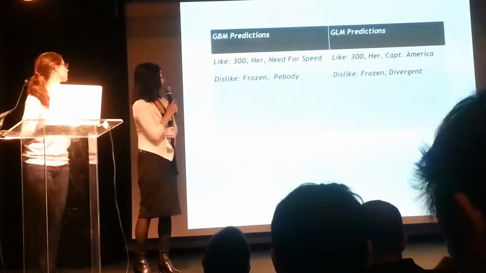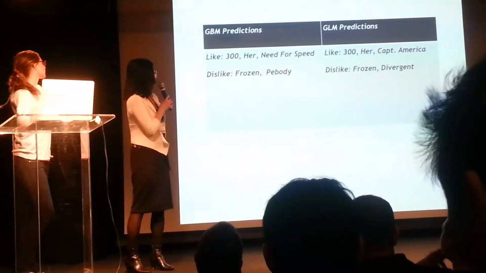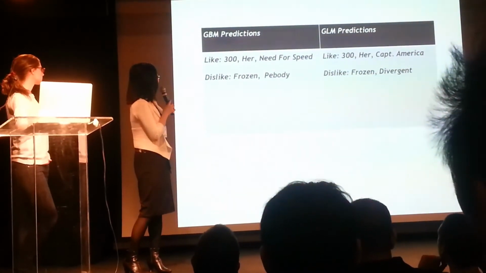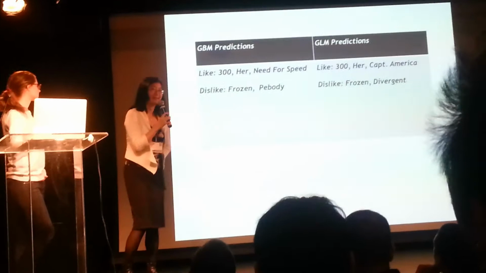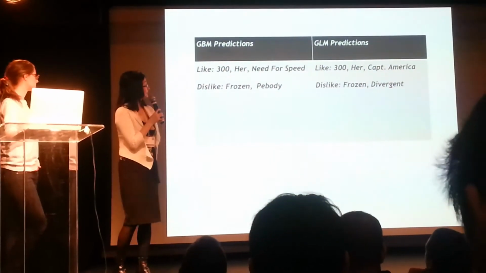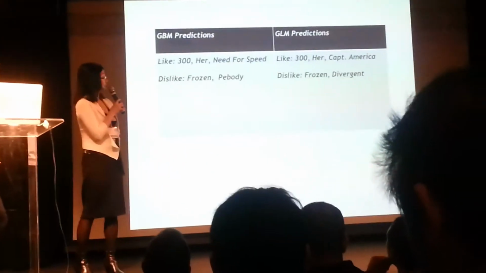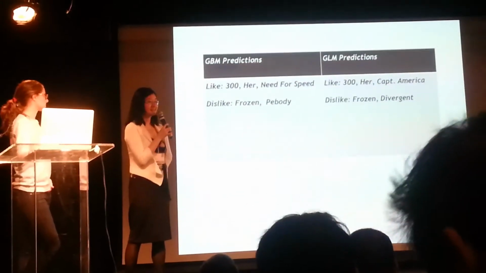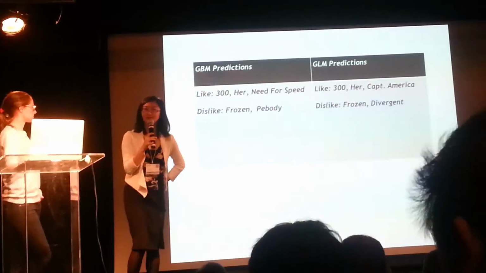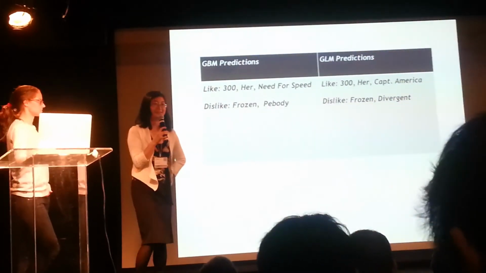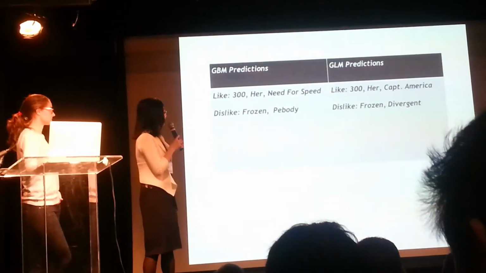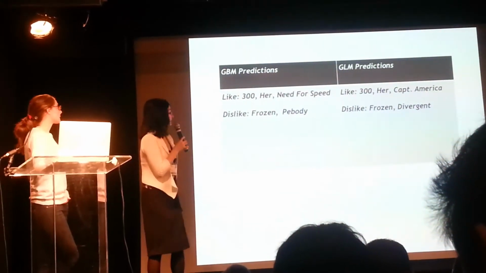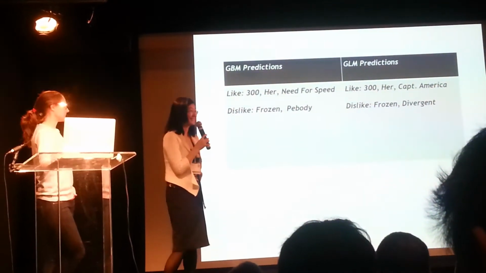So GBM predicts that we will like 300, Her and Need for Speed, but we should avoid Frozen and Peabody, whereas GLM predicts we should go with 300, Her and Captain America, and we should also avoid Frozen and Divergent. So I guess for computer programmers, we really like to see Spartans go around killing things. And fast cars, apparently. Cool.